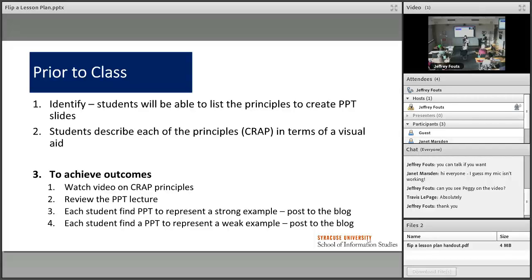The little gray box says prior to class. I'm going to walk you through my example. Look on the back side of the peanut butter and jelly sandwich example. My purpose says students will be able to list the principles and describe each of the principles in terms of visual aid. That's my end purpose outcome for this whole top outcome. To achieve that, what I'm going to have them do prior to class, which is filled in right here, I'm going to have them do a couple of things.